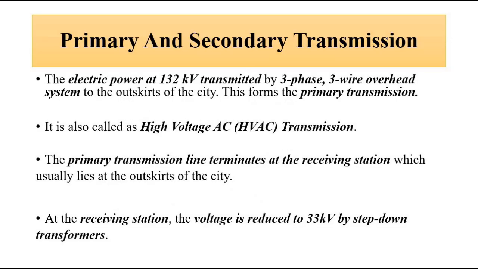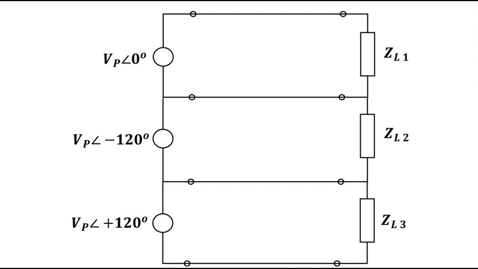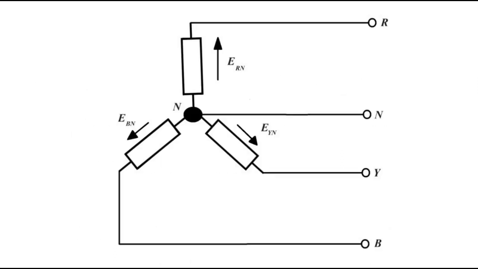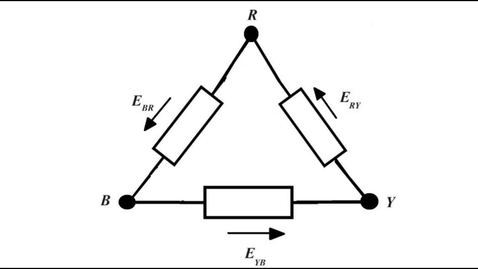Then the secondary transmission. This electric power at 132 kilovolt is transmitted by a three-phase, three-wire overhead system. Whether it is star connection or delta connection is decided as per the various factors which govern that at that particular place. So it can be star or delta.